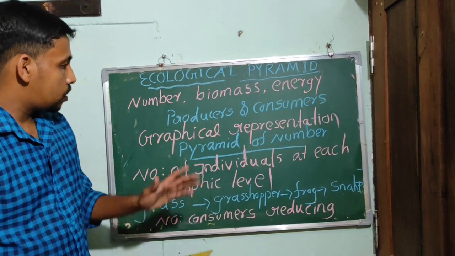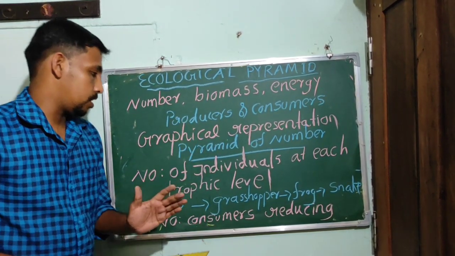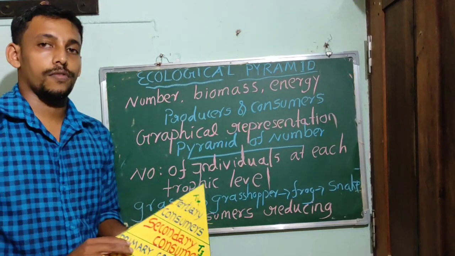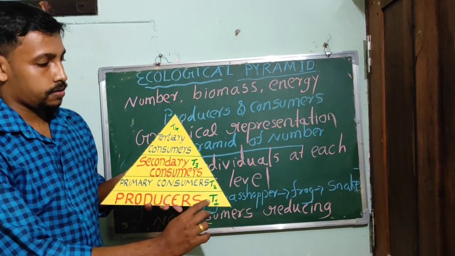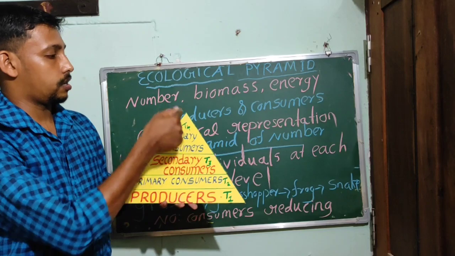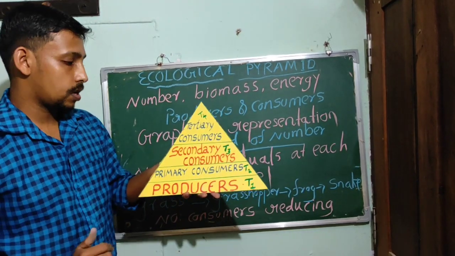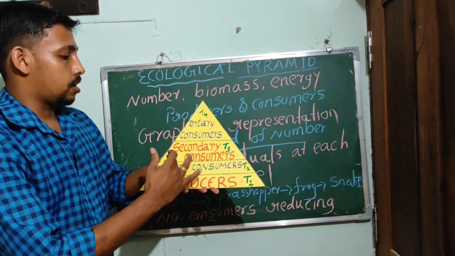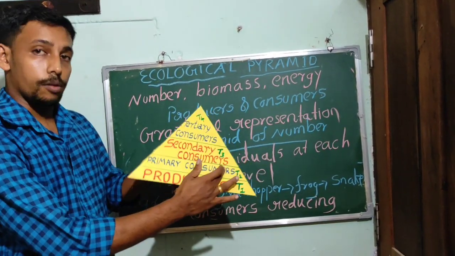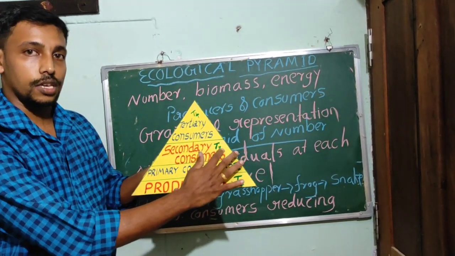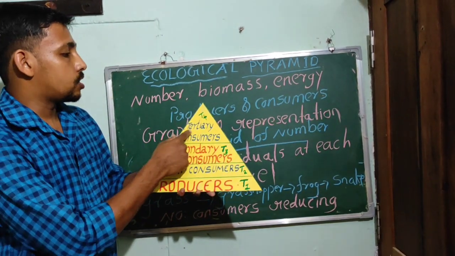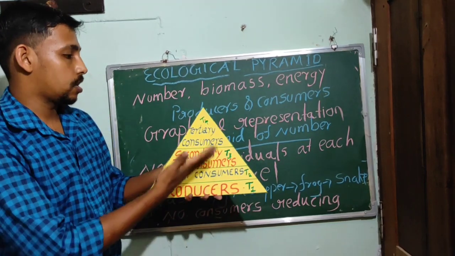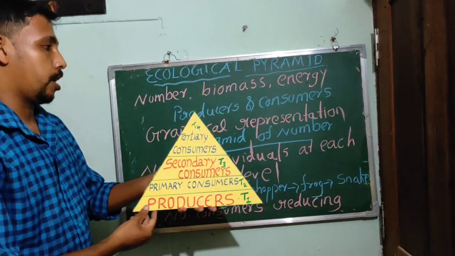So this is the pyramid of number. It shows the number of individuals at each trophic level. This is trophic level 1, T2, T3 and T4. Here we can see the producers, then the primary consumers, herbivores, then secondary consumers, they are carnivores, and tertiary consumers, they are top carnivores. So this is the pyramid of number.